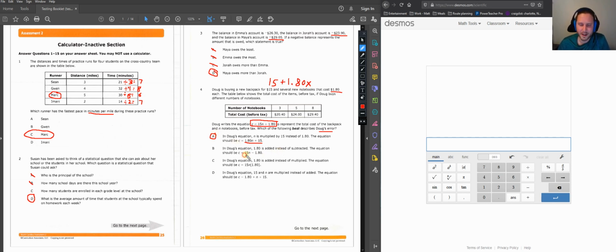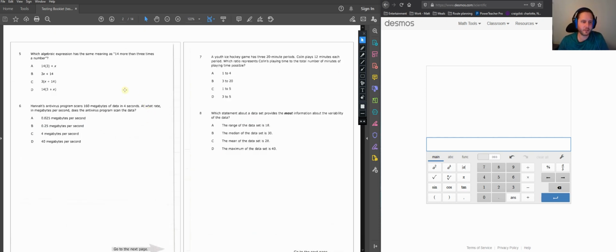B, they're saying that it was right, but you had to do subtraction. No, there's nothing in this problem that makes me think we have to subtract anything. This one says it's added instead of multiplied. That's true, but we still shouldn't be multiplying the backpack. If we multiply $15, that's like saying we bought multiple backpacks, and that's not true. And D says 15 is multiplied instead of added. Again, that's true, but it doesn't fix the whole thing, because now we're just adding 3 numbers, and that doesn't work. So A is what we wanted.